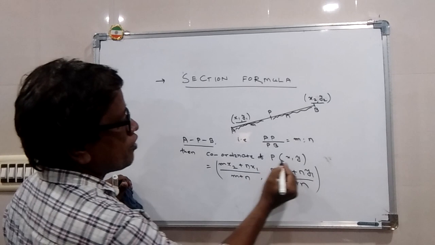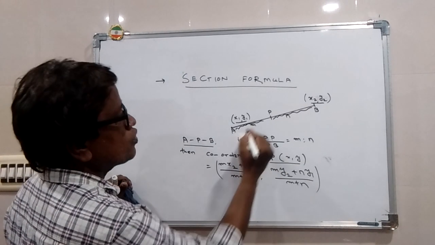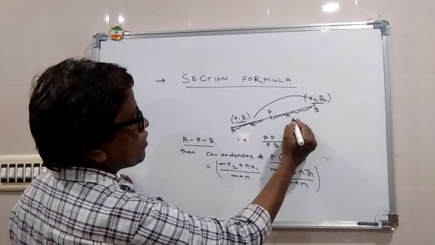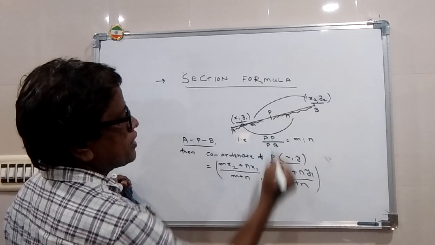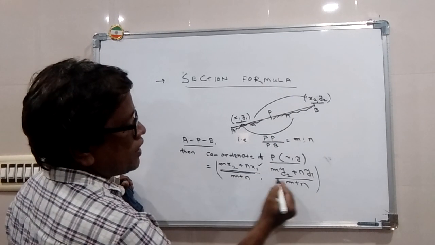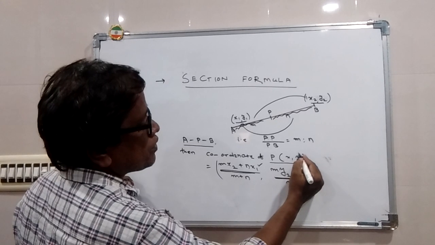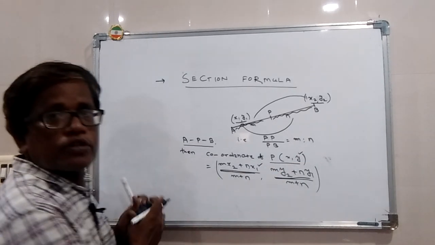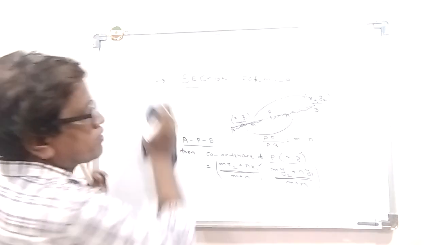Here the ratio is an internal ratio, m:n. Then the coordinates of point P(x, y) are x = (mx2 + nx1)/(m + n), which is the x coordinate of point P, and the y coordinate will be y = (my2 + ny1)/(m + n).